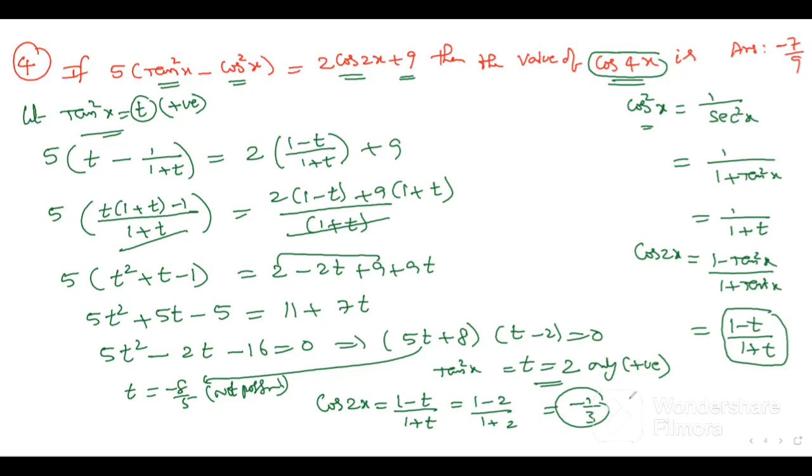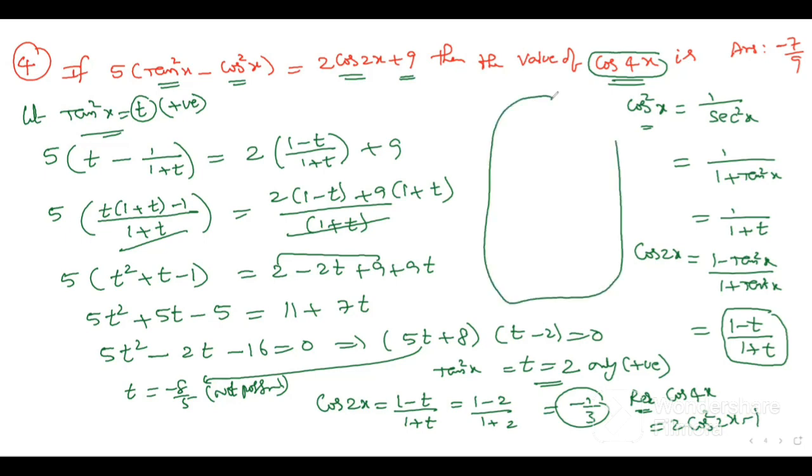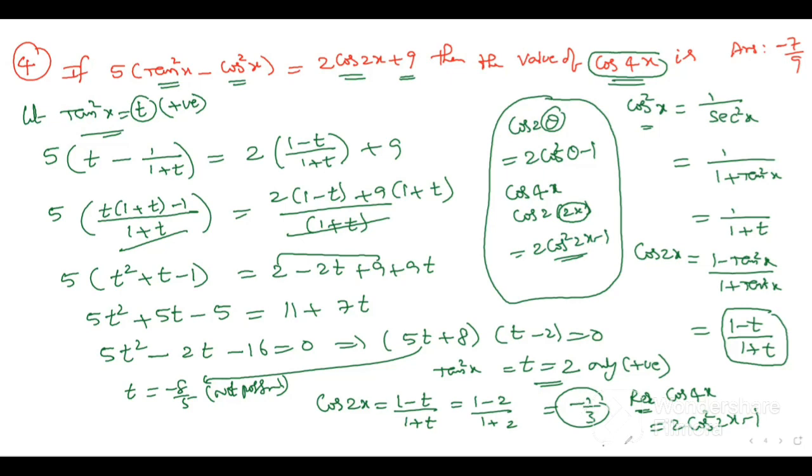Okay, what is required here? Cos 4x is required. Cos 4x is equal to, we have formula 2 cos square 2x minus 1. Cos 2 theta formula in terms of cosine is 2 cos square theta minus 1. Here cos 4x can be written as cos 2 into 2x. If theta value is 2x, what is the formula? 2 cos square 2x minus 1. But here cos 2x value we have already got, minus 1 by 3. Let us substitute here: 2 into minus 1 by 3 whole square minus 1. It will become minus 7 by 9.